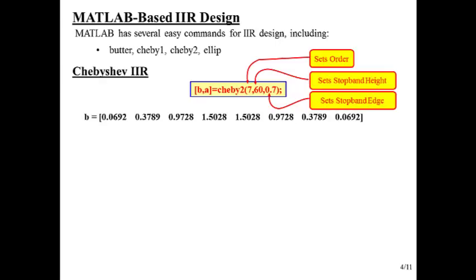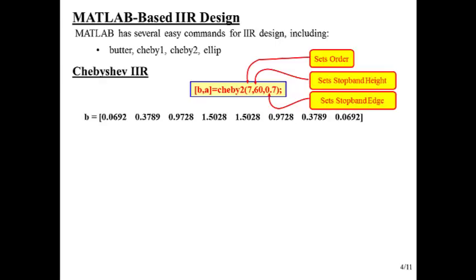So the first one is a way of designing what's called a Chebyshev IIR. The name Chebyshev, it's spelled a couple different ways. He was a Russian mathematician, so converting from the Russian alphabet to the English alphabet ends up with various spellings depending on how you do it. Anyway, there are two commands, cheby1 and cheby2. And here I'm showing the use of cheby2.